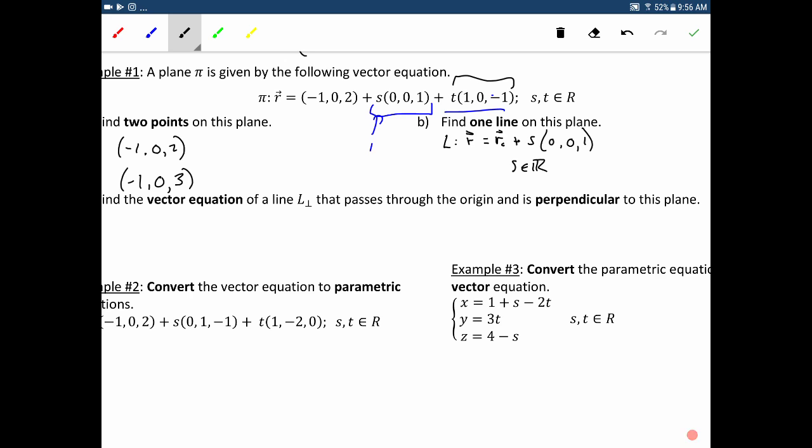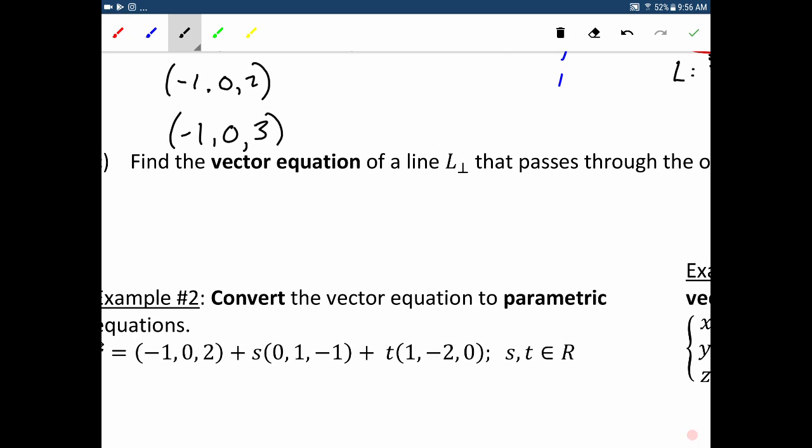So, how do I find a line, or a vector rather? I need a direction vector is what I need here. And it needs to be perpendicular to both this and to this. So how do I find a vector that is perpendicular to 2 other vectors? Well, I just do the cross product, right?